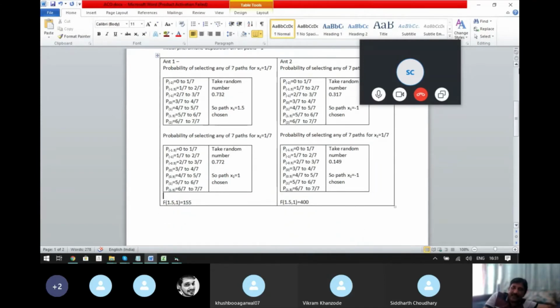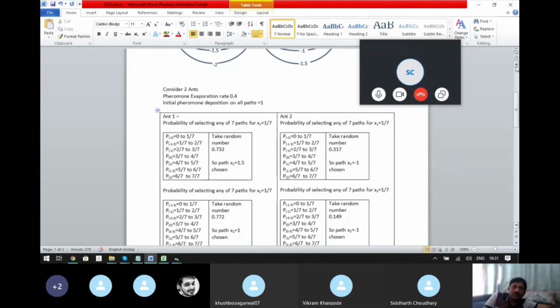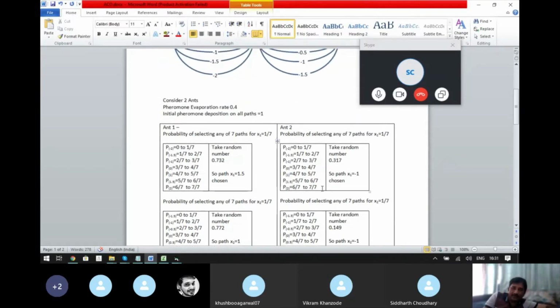Simultaneously, the ant 2 is also finding its own path. Again, the cumulative probabilities are the same for ant 2. So the random number, or the brain of ant 2, has fired a random number 0.317, right?